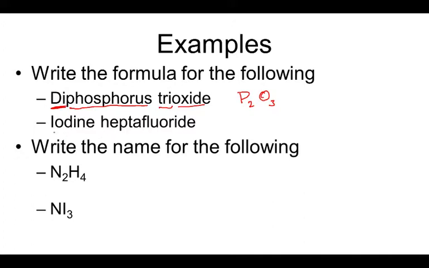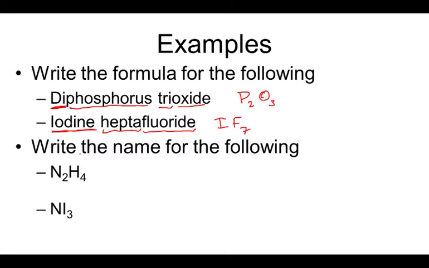Now the next one, iodine. Well, it's just I. Notice how there's nothing in front of it, so we know that there's just one of them. So it's just I1, but we won't write the one because it's understood. And then fluoride, so it's IF. And then hepta, hepta is 7, so IF7.